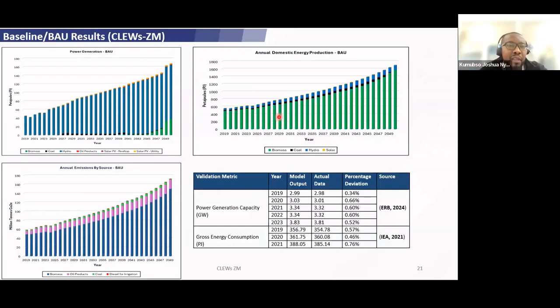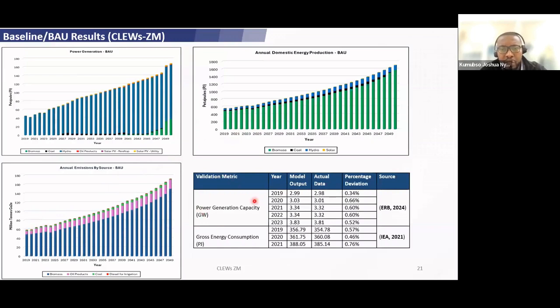Thank you. Then we've got the BAU results, which are pretty much looking at power generation here, annual domestic energy production. So here, as can be seen, it's predominantly hydro, which is currently making up 85% of the mix, and the future continues in such a fashion. Then here we've got domestic energy production. Since this is energy, you find that biomass is predominantly factored in here. Then we've got the emission distribution for the BAU.